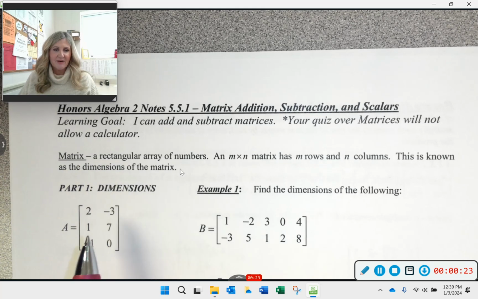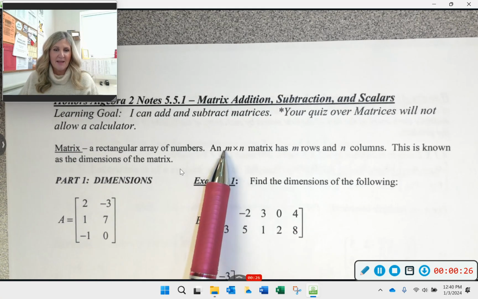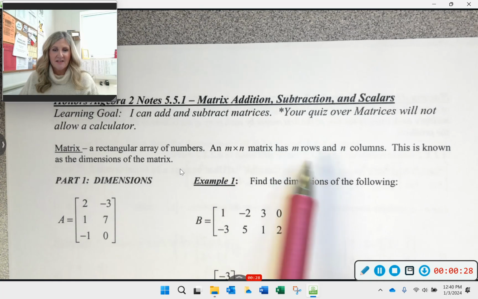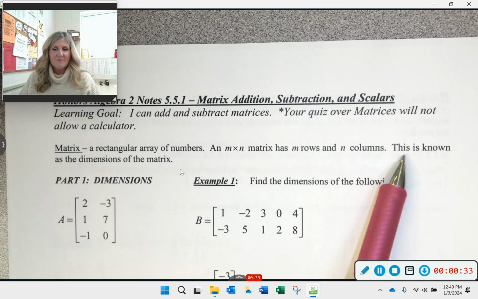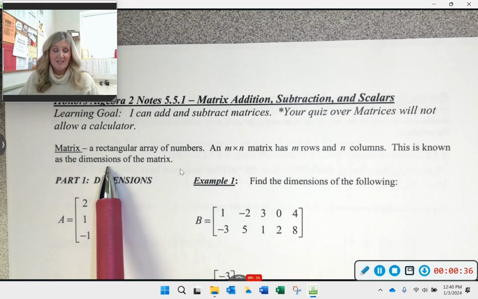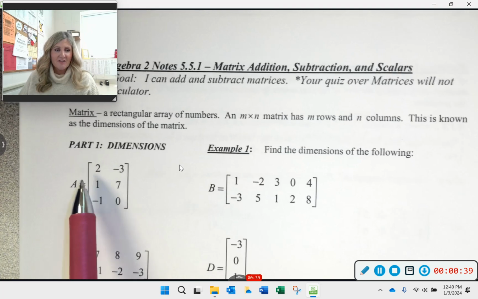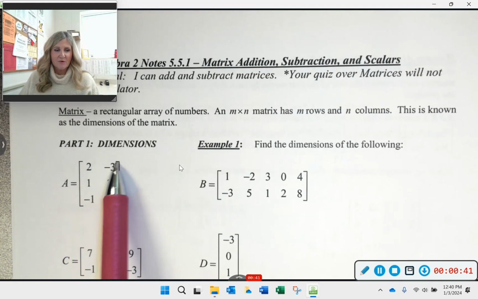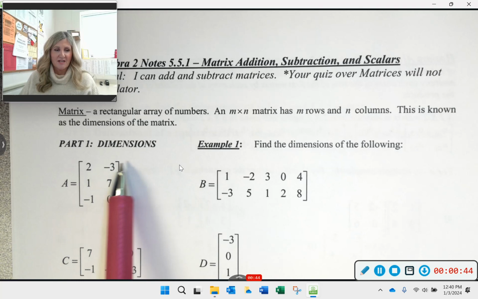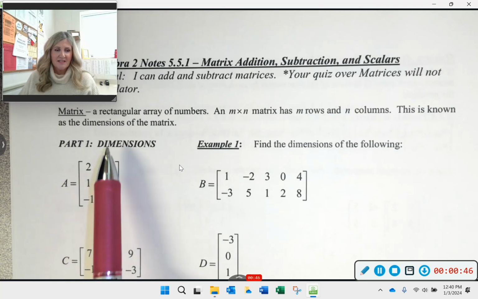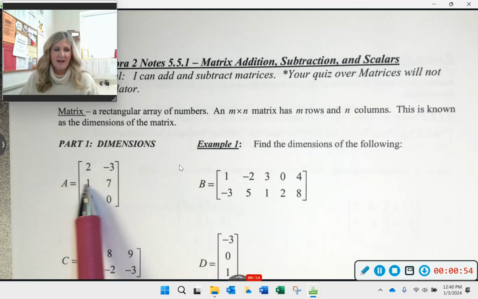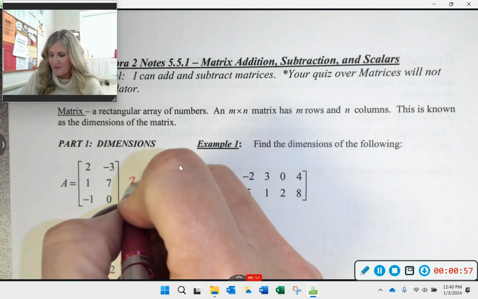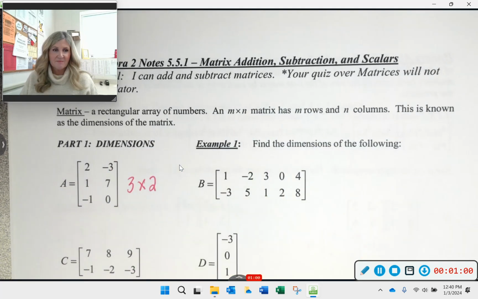A matrix is just a rectangular array of numbers. So an M by N matrix is going to have M rows and N columns. This is known as the dimensions of the matrix. So if I'm looking at this matrix A, this is a row. Rows always go in the horizontal direction. This is a column. So columns go in the vertical direction. So the dimensions on this matrix A are going to be that we have 3 rows by 2 columns.